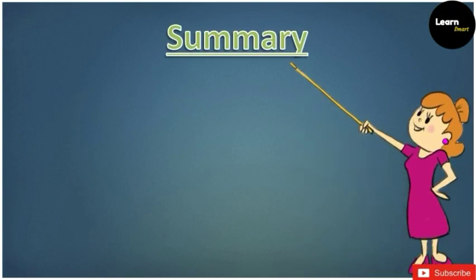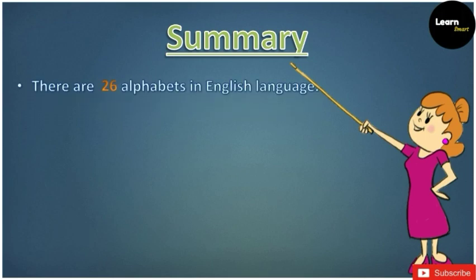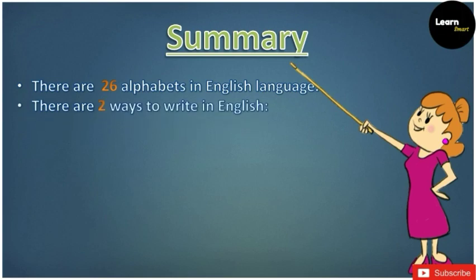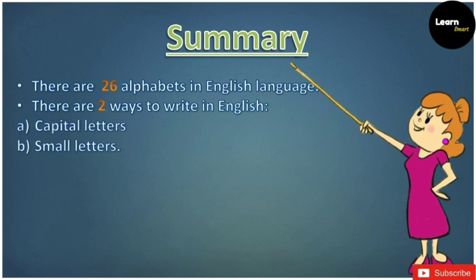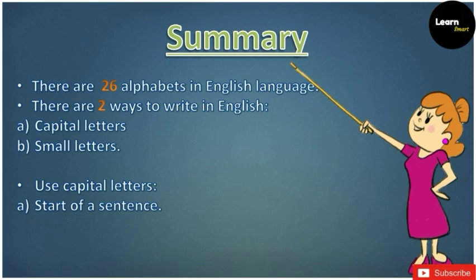So learners, always remember that there are 26 alphabets in the English language and there are two ways to write in English: capital letters and small letters. And we use capital letters at the start of a sentence and when we need to name a person, thing, or a place.